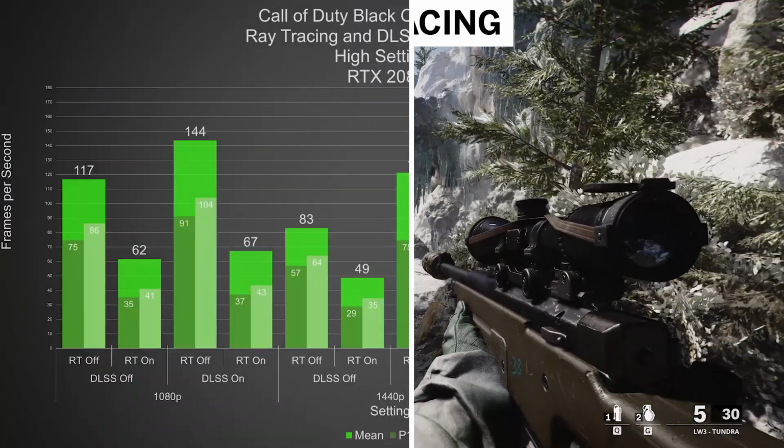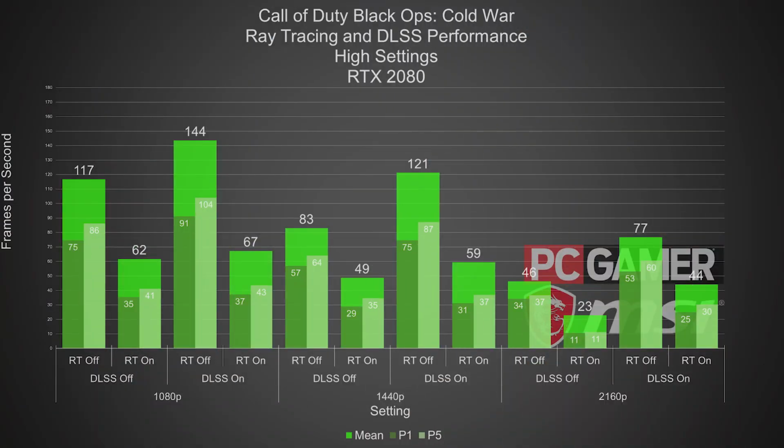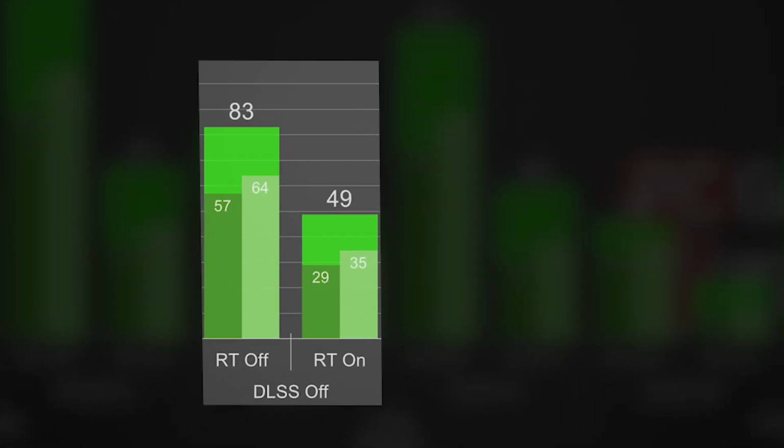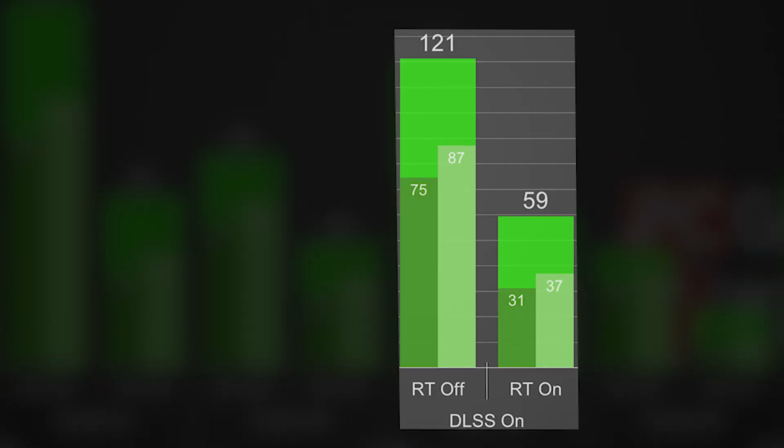However, if you have an NVIDIA GPU that can also support DLSS, I highly recommend pairing it with ray tracing. For example, the RTX 2080 managed 83 frames per second at 1440p as a baseline. When ray tracing options were set to high, the frame rate dropped to 49 frames per second, a 41% loss. But when DLSS was enabled and set to balanced, the frame rate jumped up to 59 frames per second, resulting in a 29% loss from baseline.